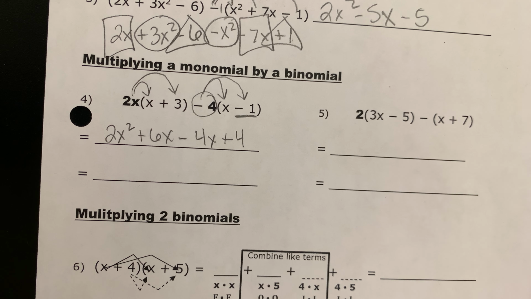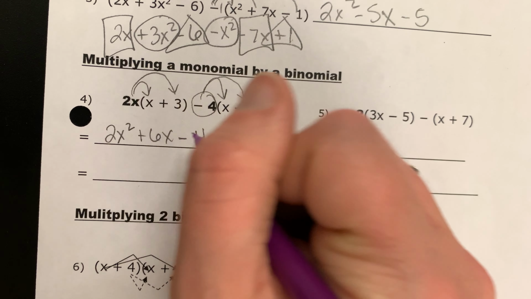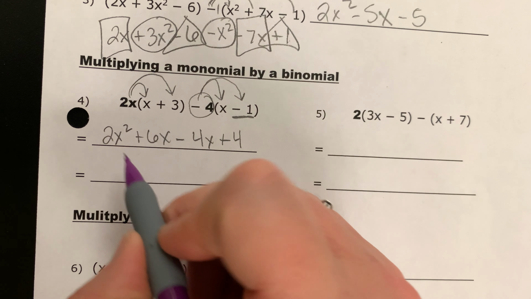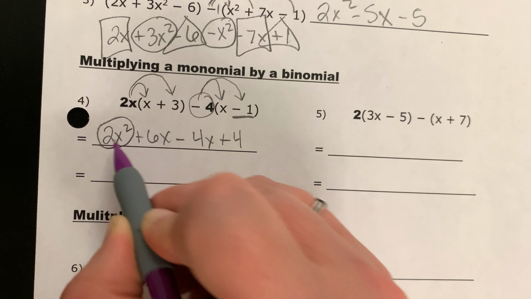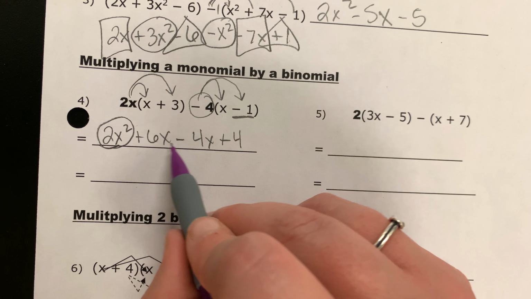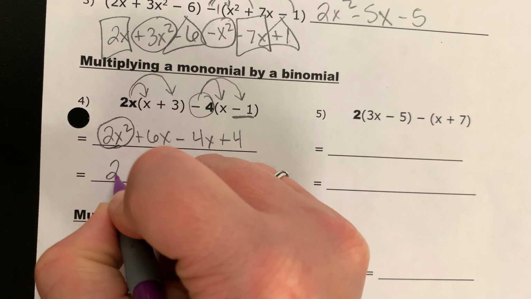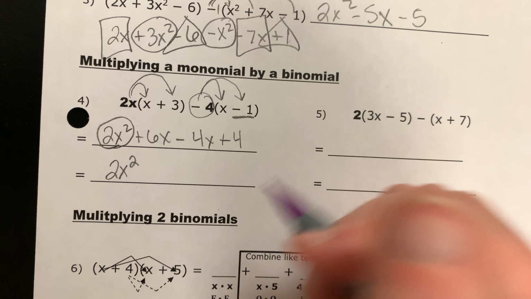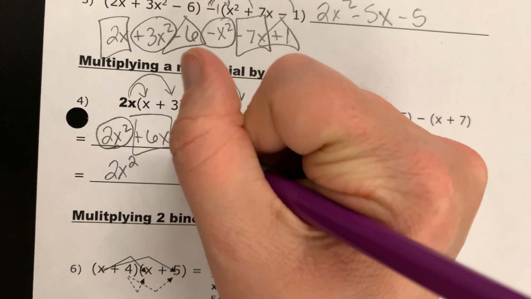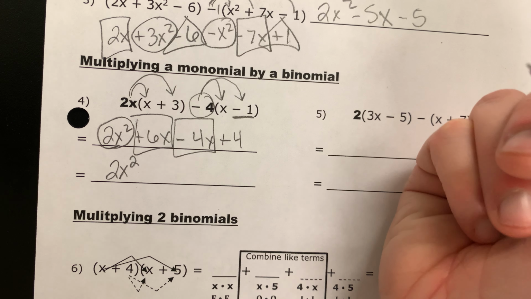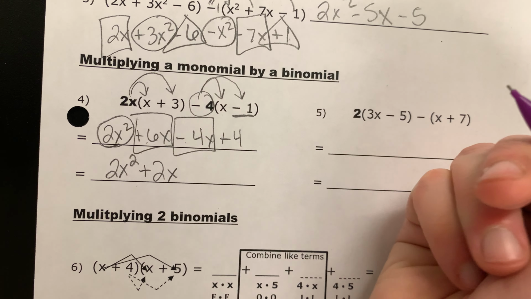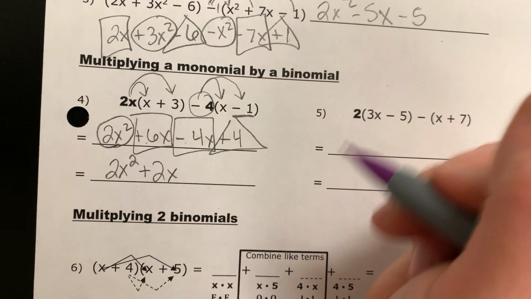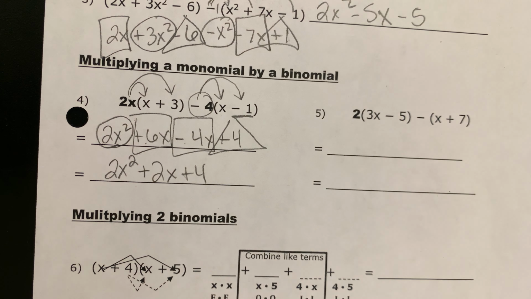All right, now I can combine what's alike. All my parentheses are gone. Now I can combine what's alike. I have x squared, and I don't have any more x squared, so that just comes down, 2x squared. I have positive 6x, negative 4x. 6 minus 4 is positive 2x. And then I don't have any other constants, so I'm just going to bring them down.